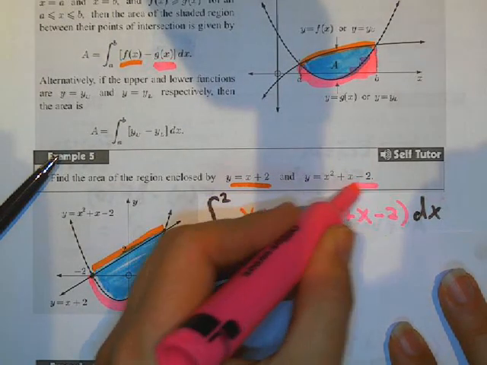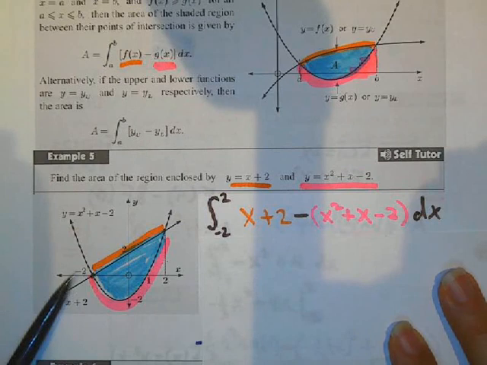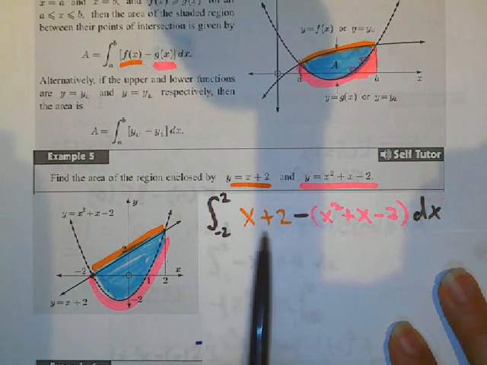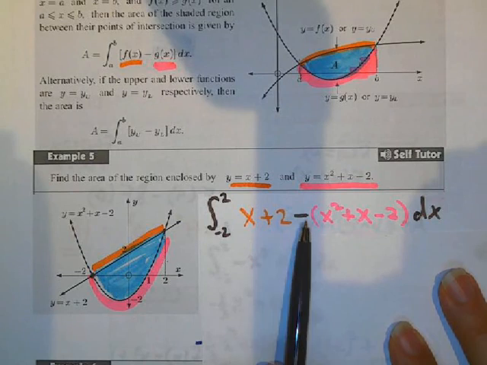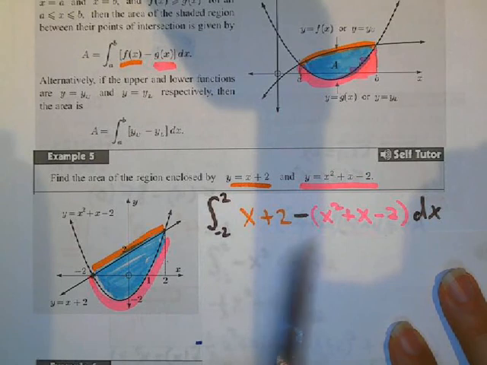And so I first have to decide, okay, which one is on top? The one that's on top is the orange one, which is y equals x plus 2. So I'm putting that function first, because that's on top. And then we're subtracting the function that's underneath, which is x squared plus x minus 2.